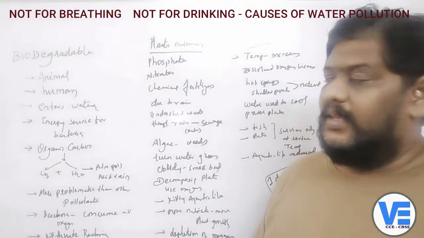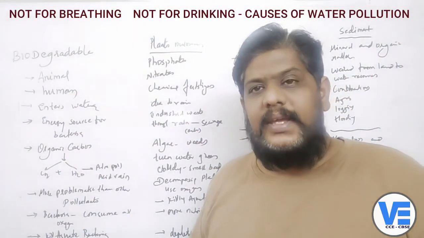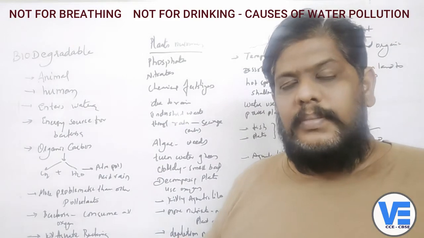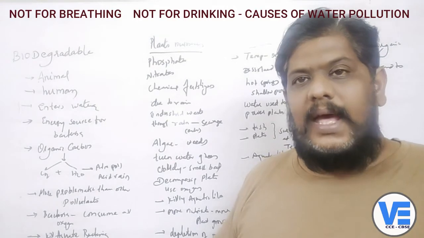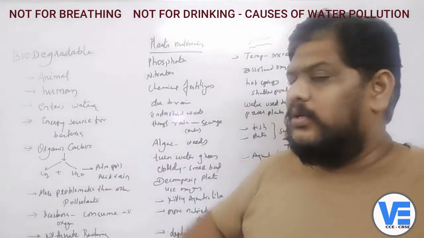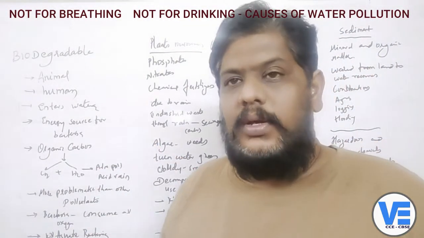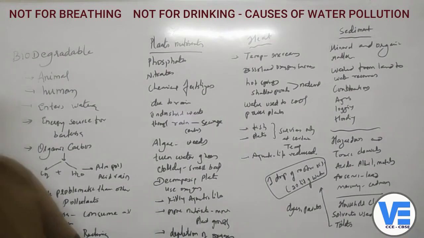For example, if you take the biodegradable wastes. Biodegradable wastes are those wastes which are basically coming from the animals and also the human waste. So whatever the animal waste and the human waste is there, when it enters the water, it dissolves into the water and forms the biodegradable waste. So the biodegradable waste is basically caused by the animal and human wastes. They enter into the water and that is how they are polluting the water.